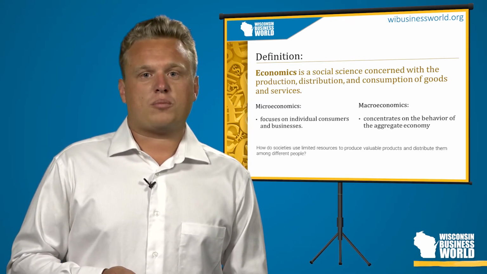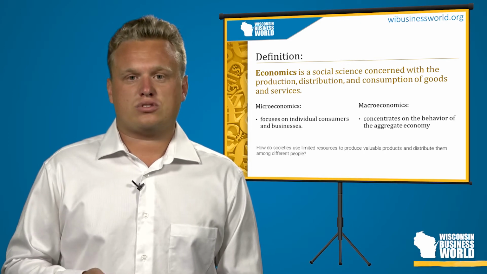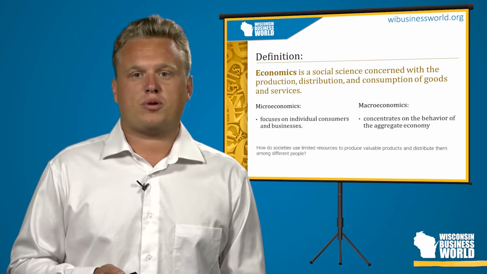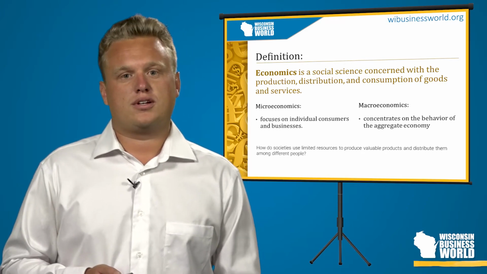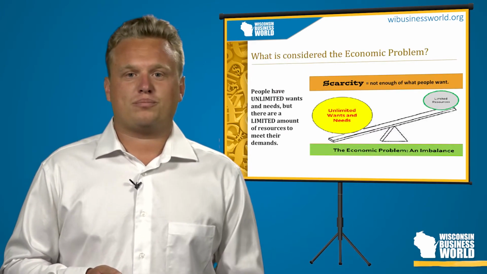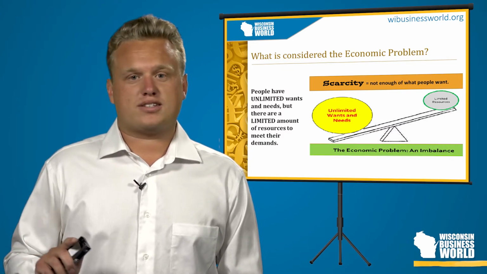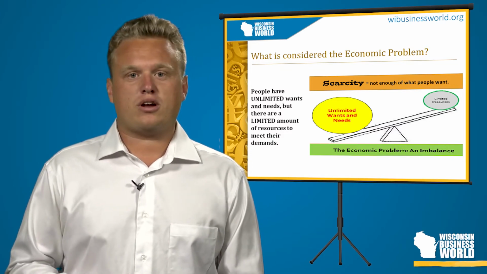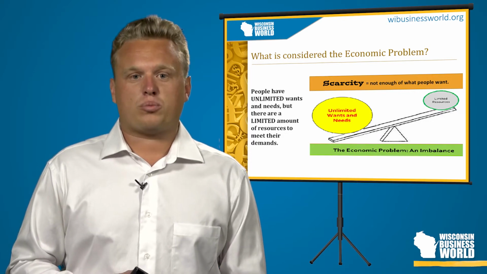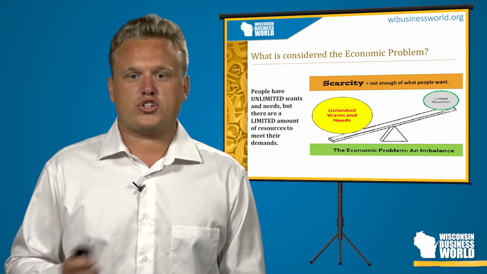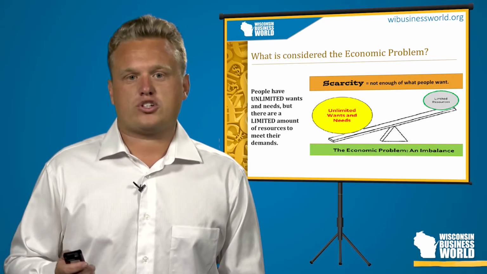So the number one question is, how do societies use limited resources to produce valuable products and distribute them among different groups of people? The economic problem. The number one problem in economics is scarcity. There are unlimited wants and needs in the world, but there are only a limited number of resources. So the problem we are trying to solve is, how do we distribute those resources efficiently and reach full potential?